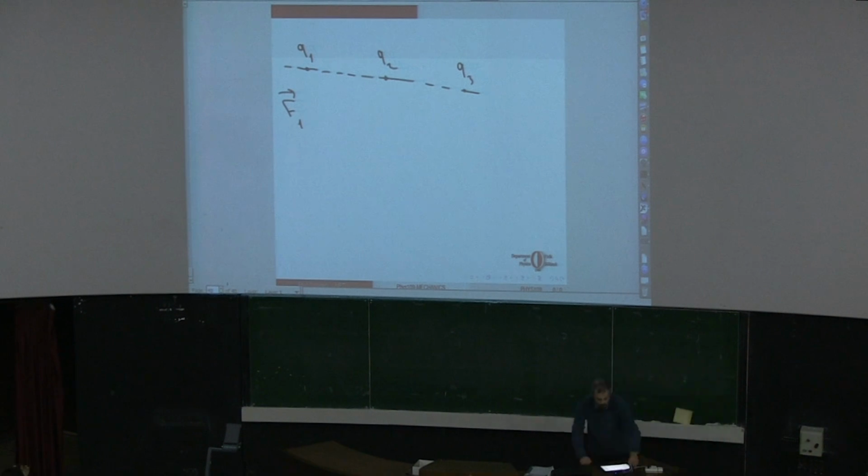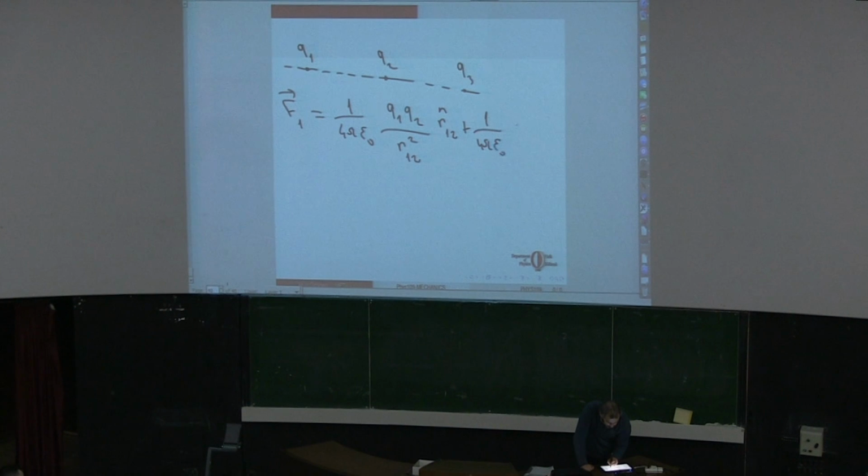So F1 will still be 1 over 4 pi epsilon 0 Q1 Q2 divided by R12 squared, R12 hat, plus 1 over 4 pi epsilon 0 Q1 Q3 over R13 squared, R13 hat. Absolutely no effect. Just like the case of gravity. There is a difference here though.